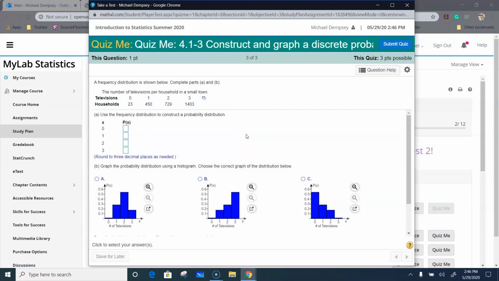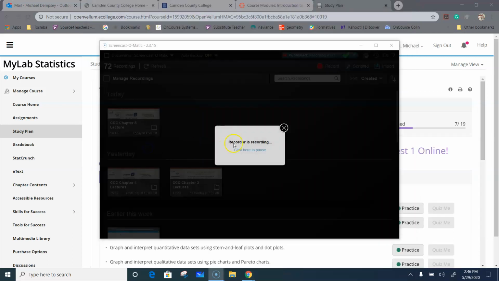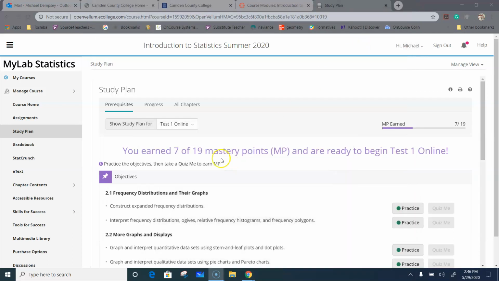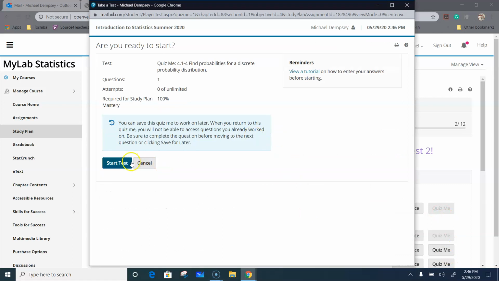Okay, so we're basically doing the same thing here we did in the last one, so I'll pause there. So just for the sake of saving time, we did not do the third one here, but the first two you can see were completely correct there. So get back to the study plan. Test 2. Let's try another quiz. Find probabilities of a discrete probability distribution.